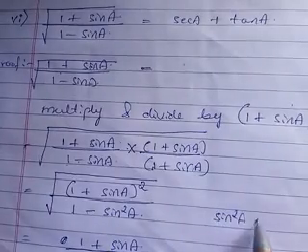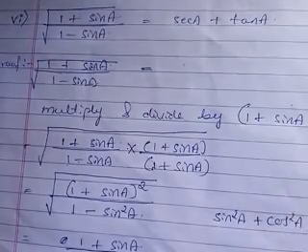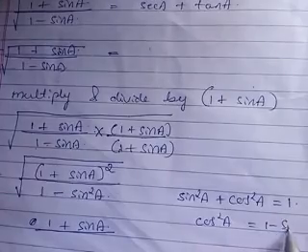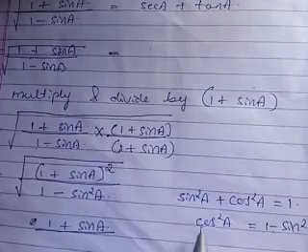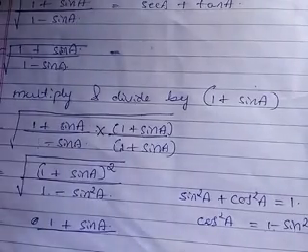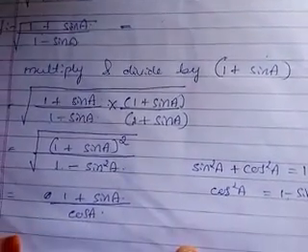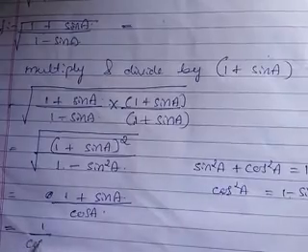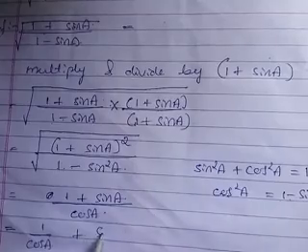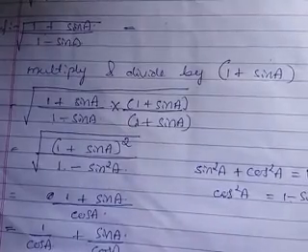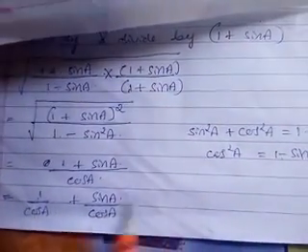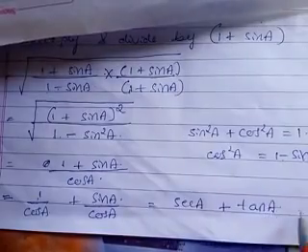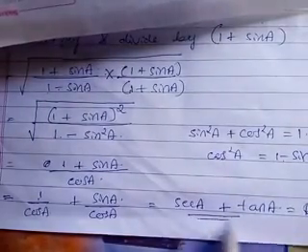Using the identity sin square A plus cos square A equal to 1, therefore cos square A equal to 1 minus sin square A. So 1 minus sin square A is cos square A. The square root of cos square A is cos A. Now split: 1 divided by cos A plus sin A divided by cos A. 1 by cos A is sec A, plus sin A by cos A is tan A, equal to RHS.